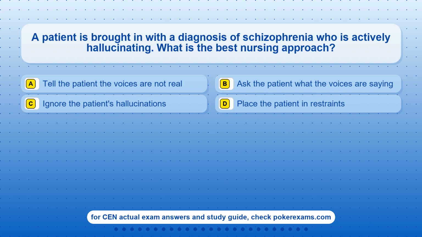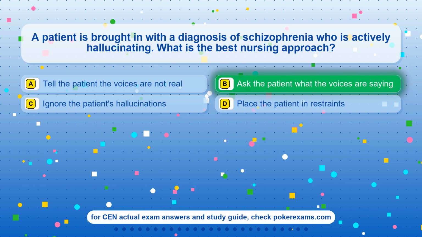Question 15. A patient is brought in with a diagnosis of schizophrenia who is actively hallucinating. What is the best nursing approach? Option A, tell the patient the voices are not real. Option B, ask the patient what the voices are saying. Option C, ignore the patient's hallucinations. Option D, place the patient in restraints.